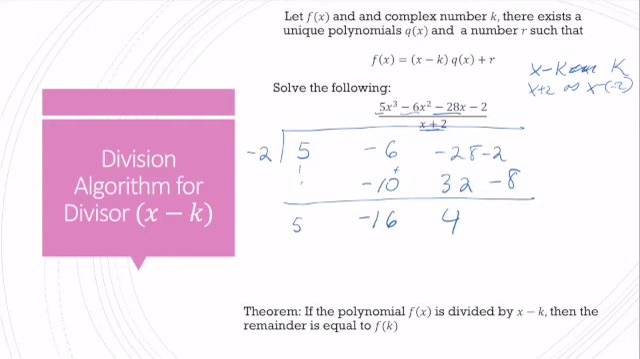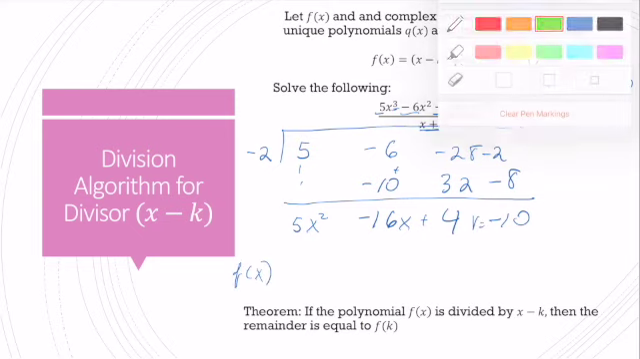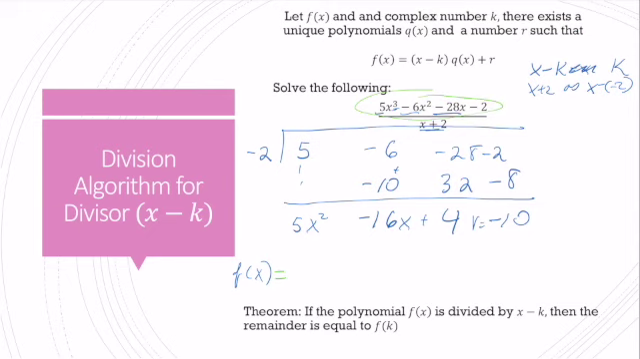-2 plus -8 is -10. So this is my function, 5x squared, remember it's just 1 degree less, minus 16x plus 4, and then this is my remainder right here. So I can rewrite my function, remembering that this was our function. My function is now x plus 2, our denominator, times 5x squared minus 16x plus 4 minus 10. Or you could write plus a -10 if you prefer.